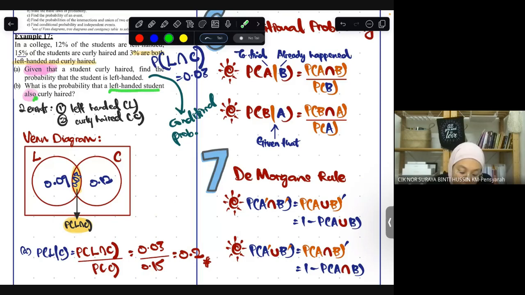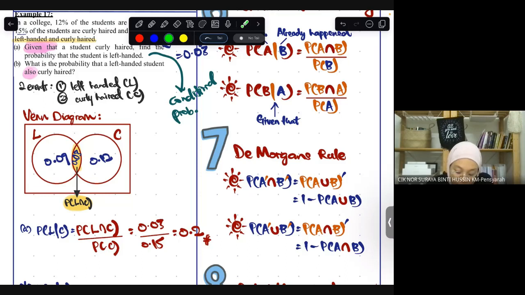Oh, okay. Ayat ni agak mengelirukan. Hati-hati. So we do not know which one is first, which one is already happened. Which one is to find and which one is already happened. So can you guess? Boleh tak kamu teka? Takkanlah kita nak cari benda yang sama dengan jawapan A. Jawapan A ni memang dah tepat dah. Tetapi soalan B adalah find the probability that a student is also a curly head.